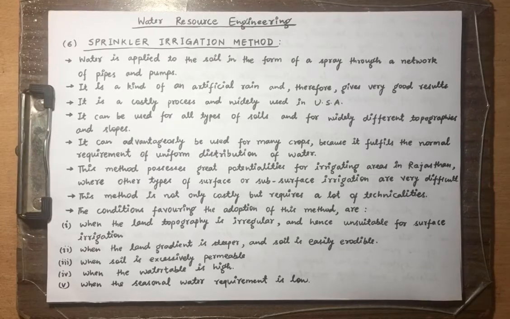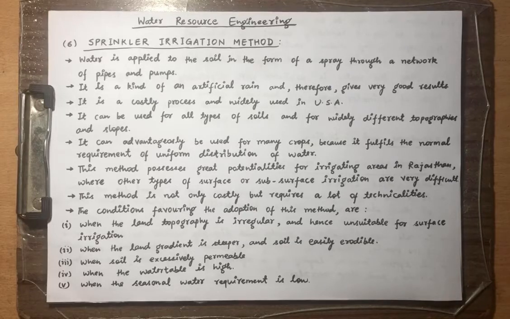So till now we have covered various types of techniques, I think 5 types. We have covered free flooding, furrow irrigation, basin irrigation, etc. So today we are going to see what is the sprinkler irrigation method.